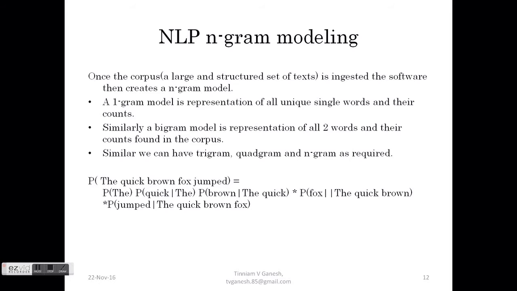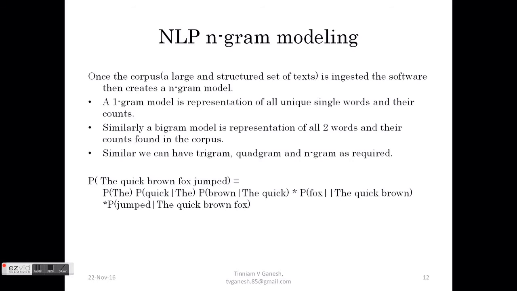So for example, "going to," or "the shop," or "the market," something like that. You take all those combinations and you take the counts. And similarly, we can have trigrams, where you take a combination of three words from the corpus. Corpus is essentially the text that you are providing for the machine learning to happen. Or you can take a quadgram or n-gram. Typically, you don't go beyond a quadgram, that is a combination of four words.